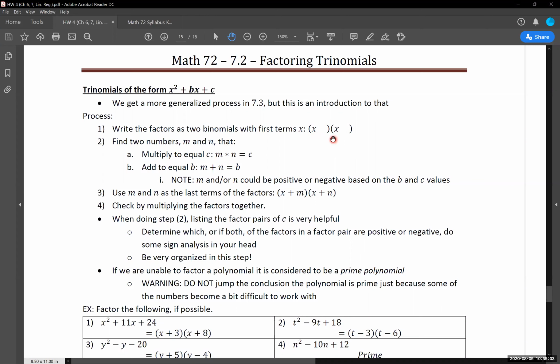Parentheses with an x, parentheses with an x, and then we'll add on to that at the very end as we go through the process. It should be noted that we can see different variables in here than just x. It could be y's, it could be n's, it could be t's, it could be anything like that. We're just going to list our original variables for the problem first.